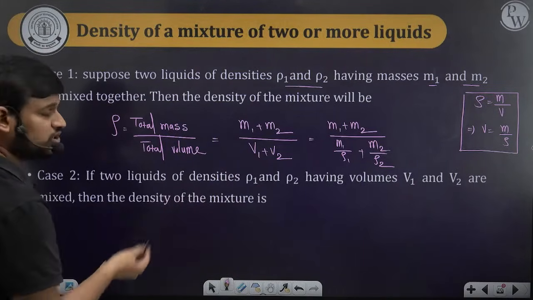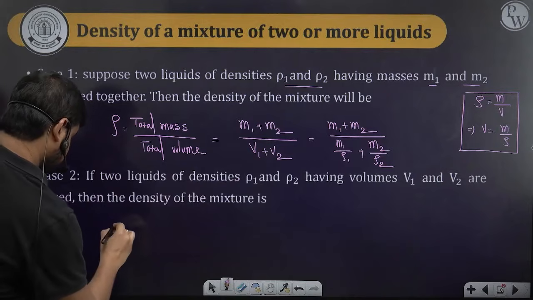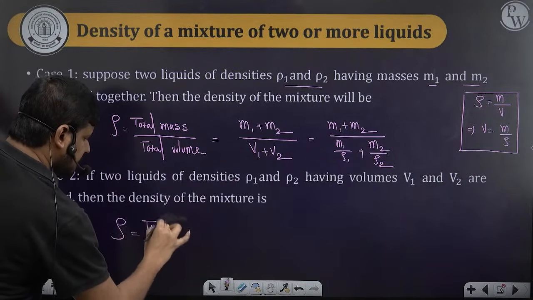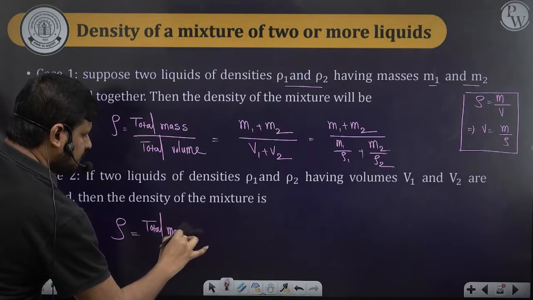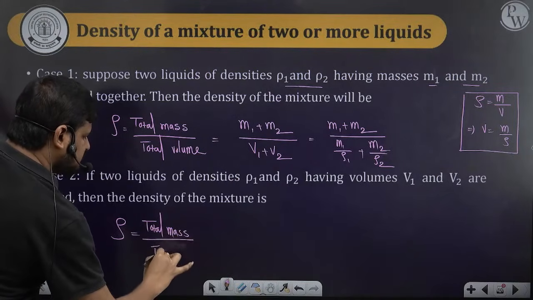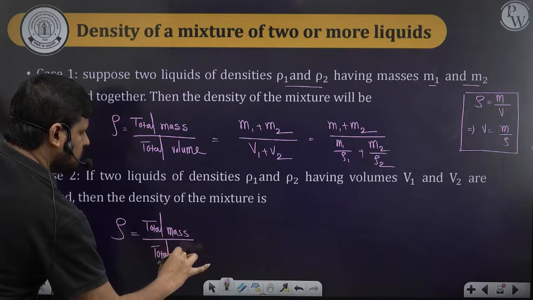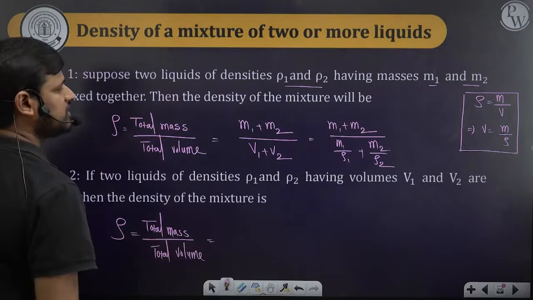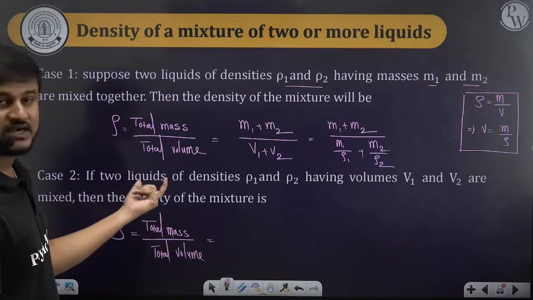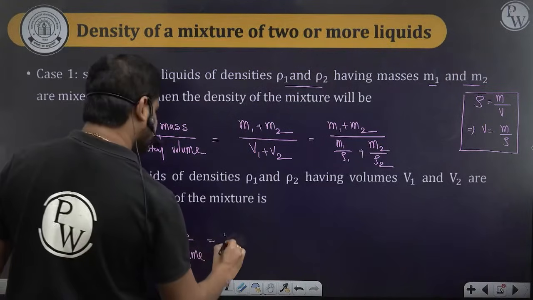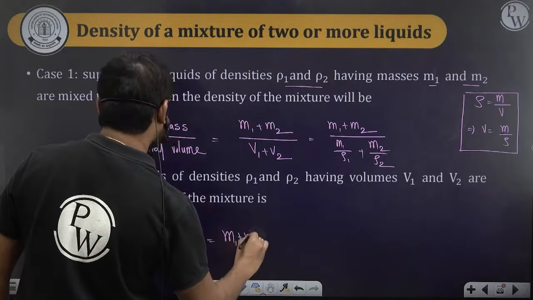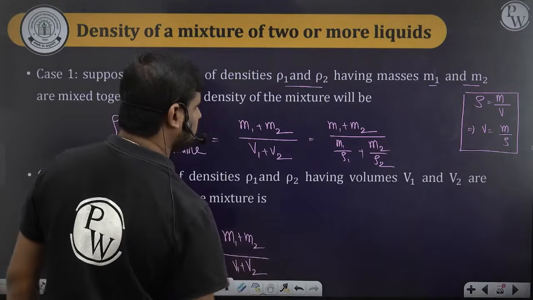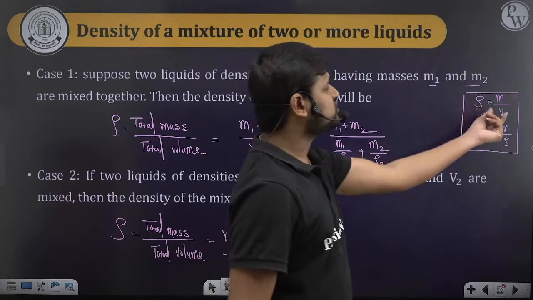Then case 2: if 2 liquids having densities ρ1 and ρ2 and volumes V1 and V2 are mixed, then the density, same concept, is the total mass by the total volume. Here, what is the total mass? They did not talk about the mass here. So first let's write mass, and the total volume will be V1 plus V2. We know that density is equal to mass upon volume.